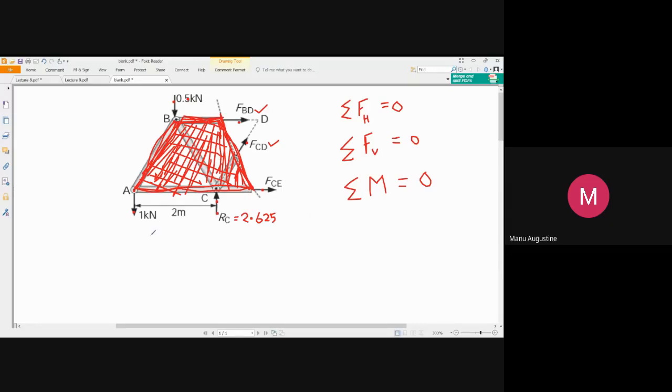So anyway, if anybody can switch on the microphone and tell me which is the best equation to be applied first: should I first apply summation FH equal to zero, summation FV equal to zero, or summation M equal to zero? And if summation M equal to zero is to be applied, then you have to tell me about which point on this object I should take the moments of all the forces. The objective is to find FBD and FCD only. So can anybody switch on the microphone and tell me which equation I should develop first?